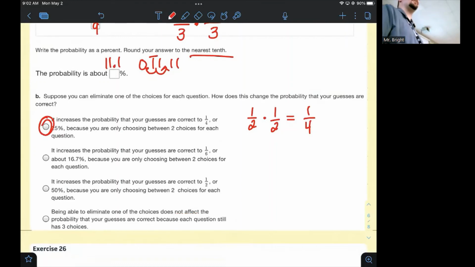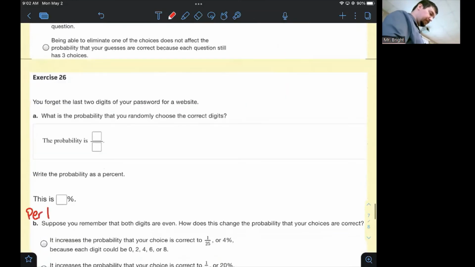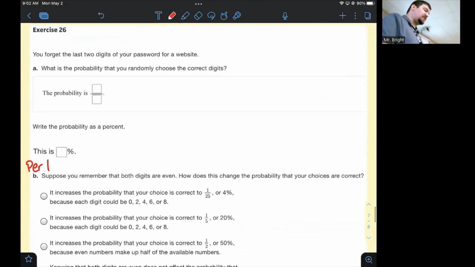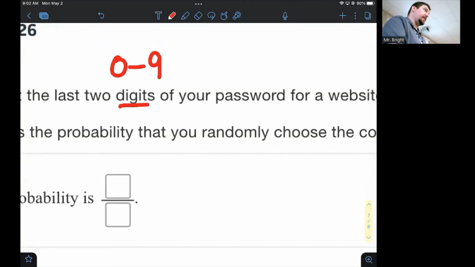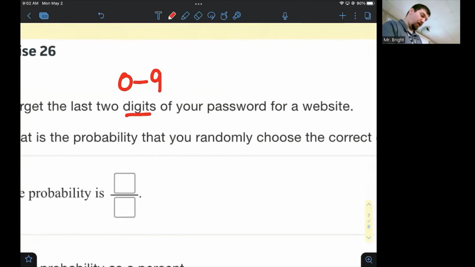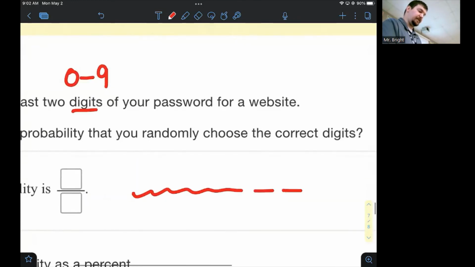Process elimination actually is very helpful. All right, number 26. You forget the last 2 digits of your password for a website. Now that word digit does not mean letter, it means a number. It's a single digit number, and those digits are from 0 through 9, which is how many numbers? 10. So there's 10 digits you could put for, so let's just say this is your password, and then you forgot the last 2 digits.